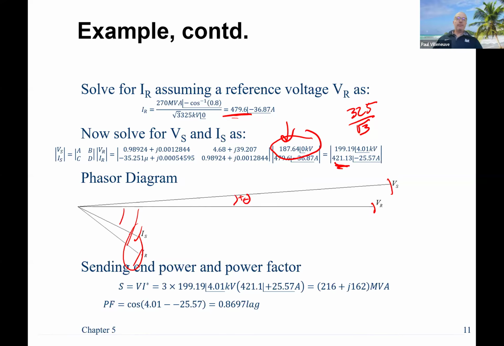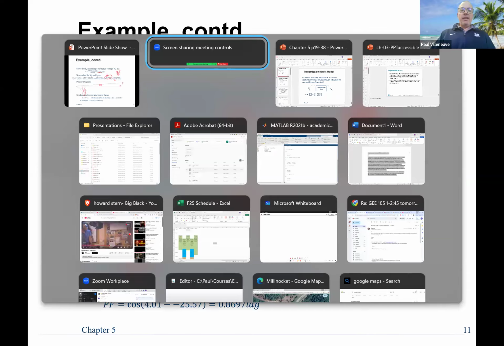Okay. Here is, where is it? Where is it? Oh, where did it go? Oh, here it is right here.